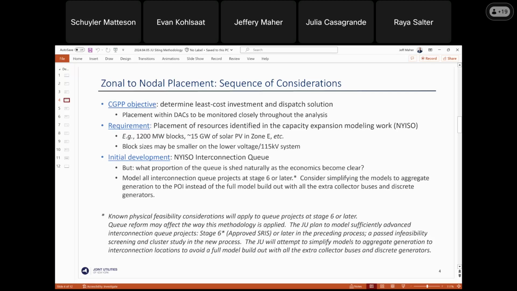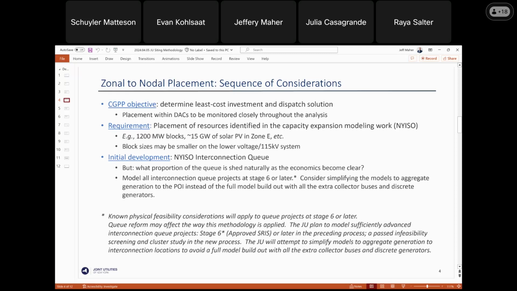The next point here is looking at how this is initially going to develop. The first step is to look at the NYISO interconnection queue. And when we do that, one of the first questions that comes up is what proportion of the queue is going to be shed naturally as the economics become more clear. And our answer to that right now is just to model the interconnection queue projects at stage 6 or later. So those projects which are in an advanced stage of development that we're pretty confident we're going to see come onto the system in the future are the ones that we want to focus on, not to rule out ones in earlier stages, but to get a starting point.